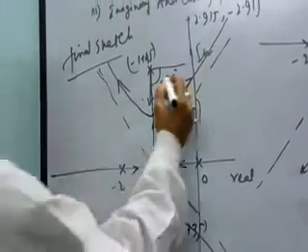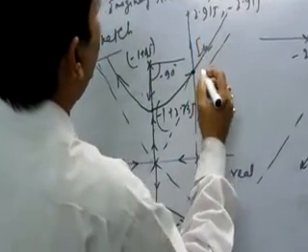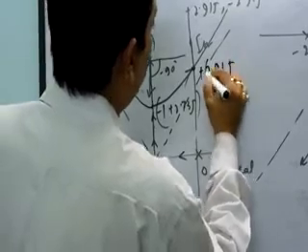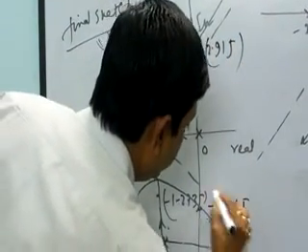So the imaginary axis cutting point is here, and this is your imaginary axis cutting point. One is plus 2.91j, another is minus 2.91j.